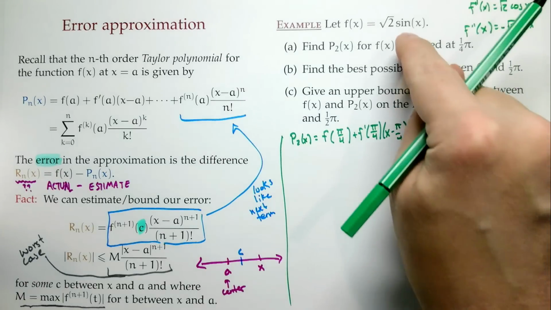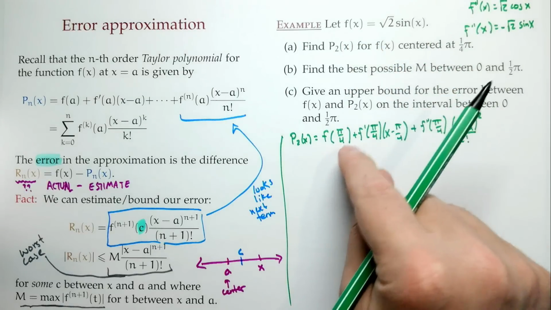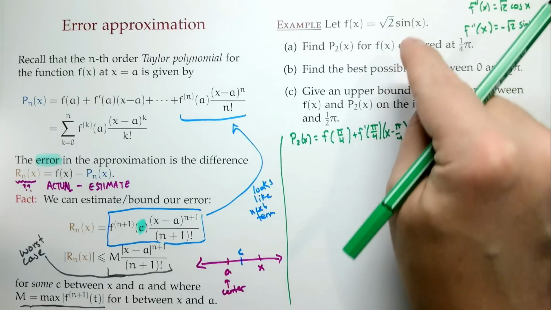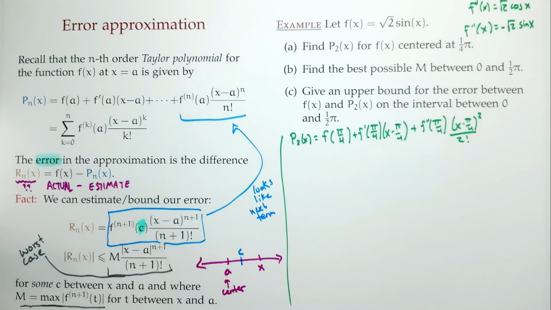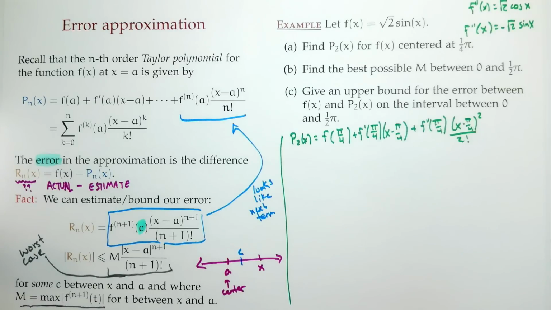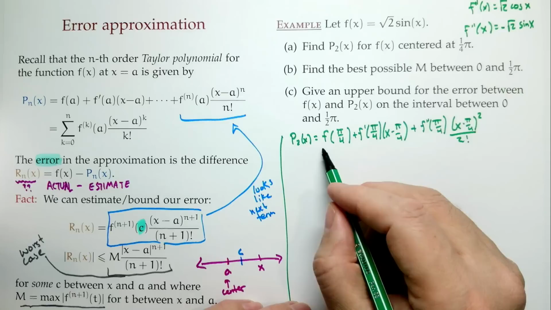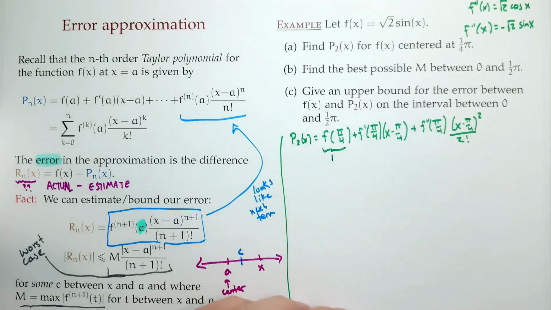Now, remember, we're not plugging in functions. We're plugging in functions that have been evaluated. So let's think about pi fourths. Sine of pi fourths is root 2 over 2. You're multiplying that by square root of 2. So if you take root 2 over 2 times square root of 2, what you're going to end up with is 1, because you get 2 over 2.